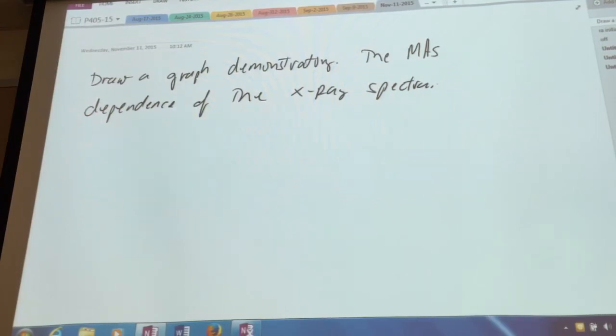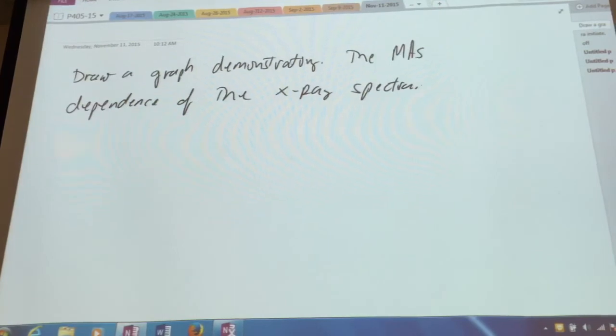MAS really refers to what? Time. Milliamp seconds. And what are we measuring in milliamps? The tube current. And current times time is what? Charge. Number of electrons. What we're really talking about is the number of electrons hitting the target, but that is somehow related to the number of photons produced. We don't know how, but we assume it's in a nice way.